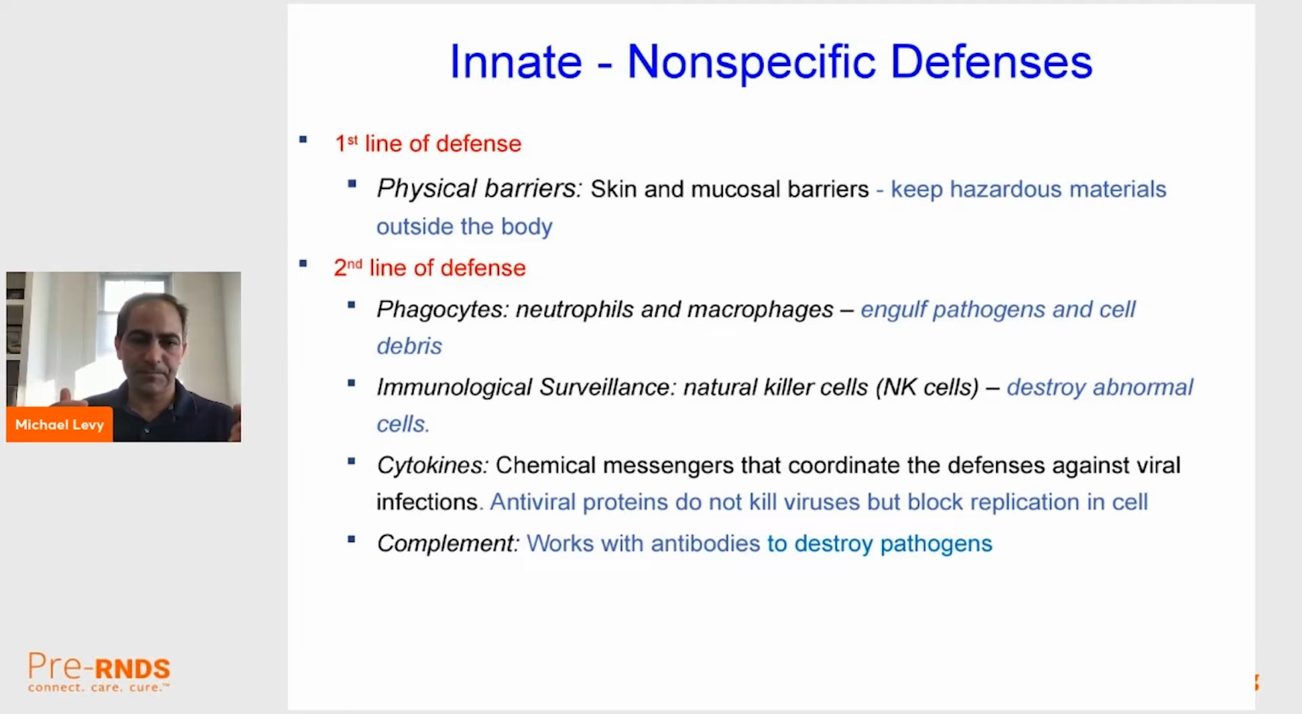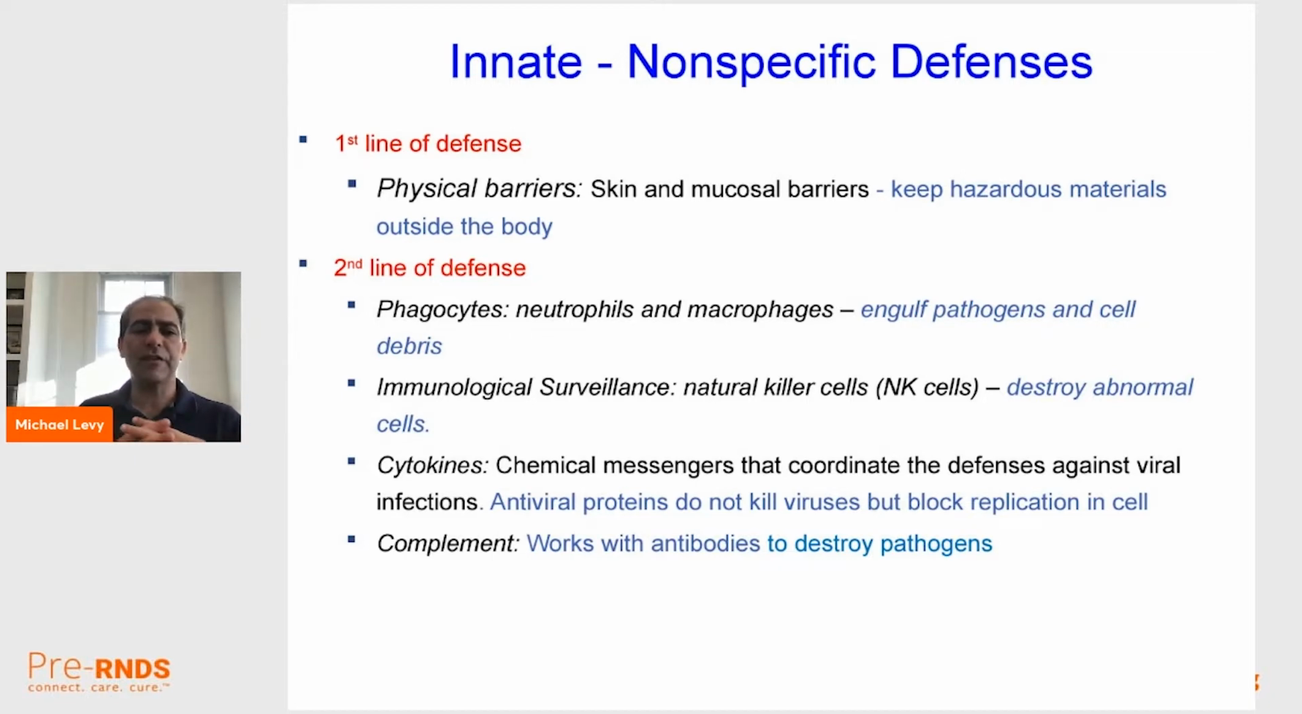Then you have these specialized cells called natural killer cells. And what they're really designed to do is to kill cells that may be infected or cancerous or something else. So they're not exactly foreign invaders, but they need to be destroyed, and your NK cells do it. Natural killer cells will do that.